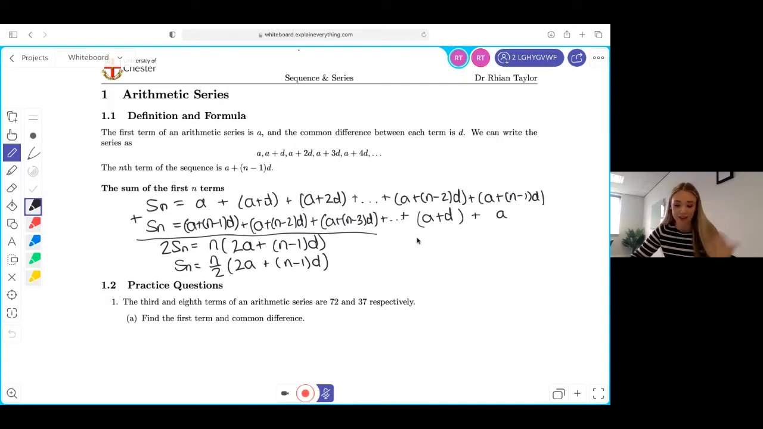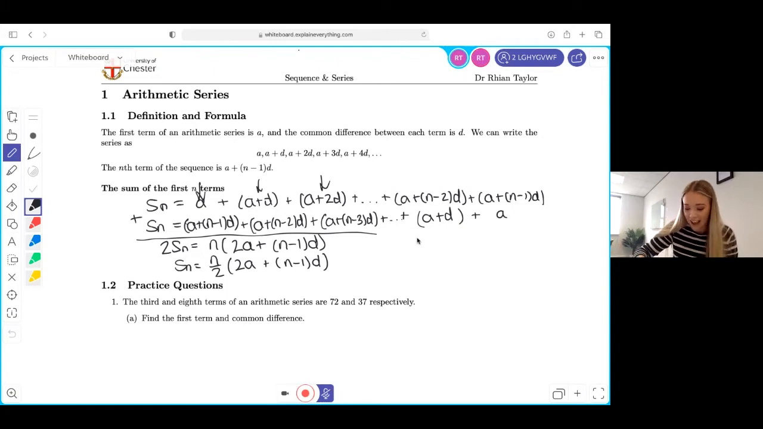So if we added up both these two rows, we've got a on the top, a plus (n minus 1)d. We get 2a plus (n minus 1)d, and we get that for each of those as we add them down. In the whole sequence, we've got n of them all together, so that's where our n comes from. So we've got n times (2a plus (n minus 1)d). And that was our two sums added together. So if we just divide that by 2, we've got our final line. And it's a nice, easy proof to remember.